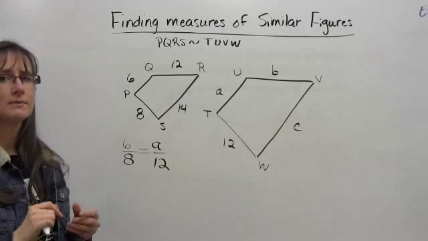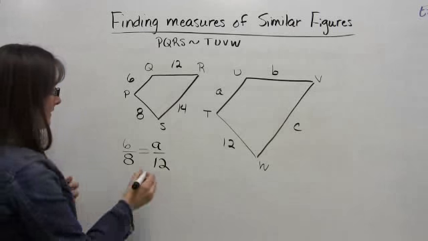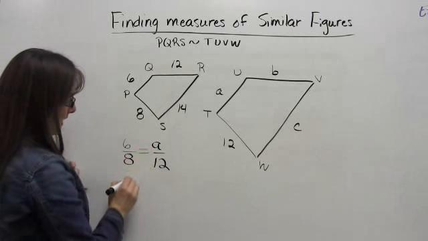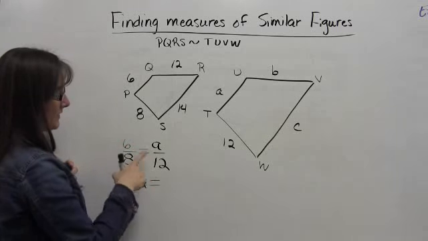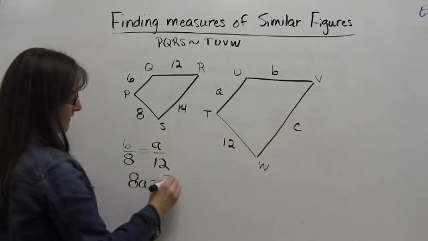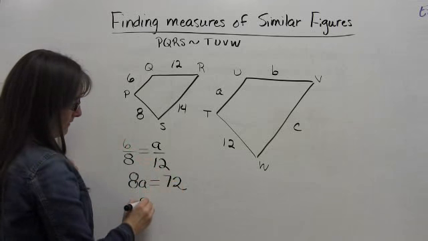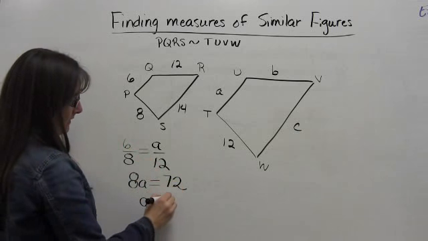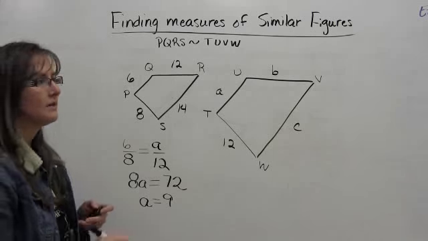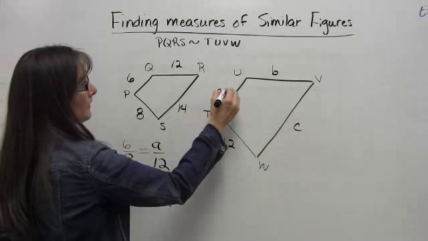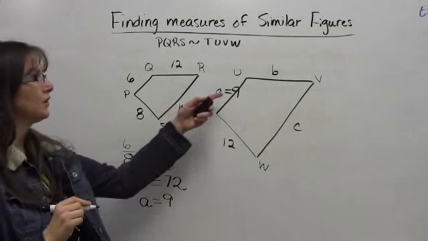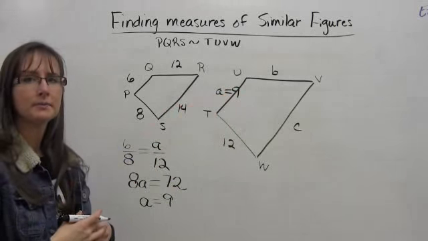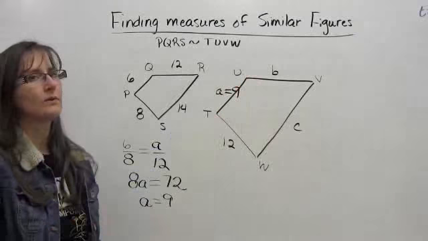Now it's just a matter of cross-multiplying and dividing. So here I have 8 times A, which is 8A, and that's going to equal 6 times 12, which is 72. That means side A is equal to 9. So if I wanted to, I could come up here and replace A with a 9. Now I could use this number to solve my other proportions or my other side lengths as well.